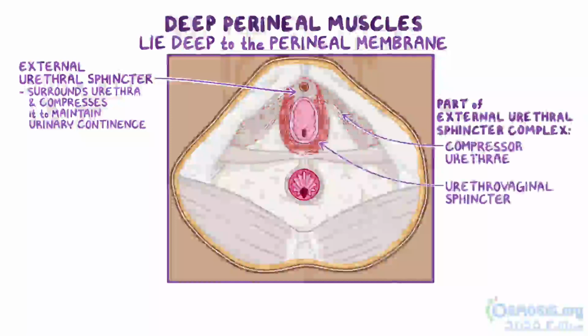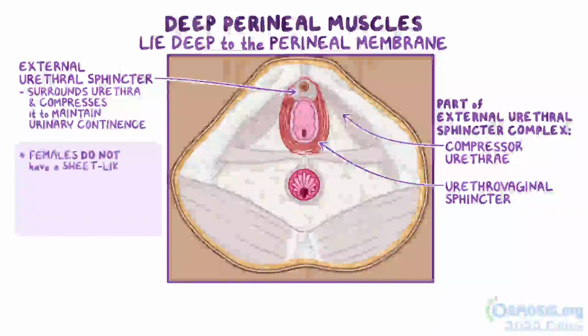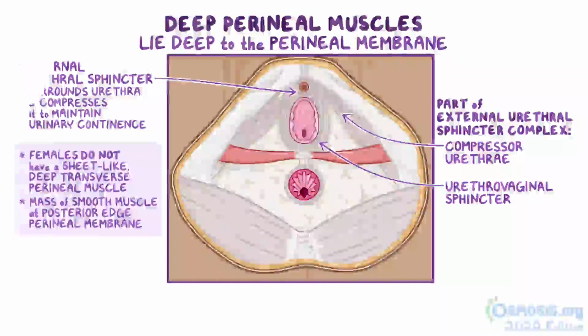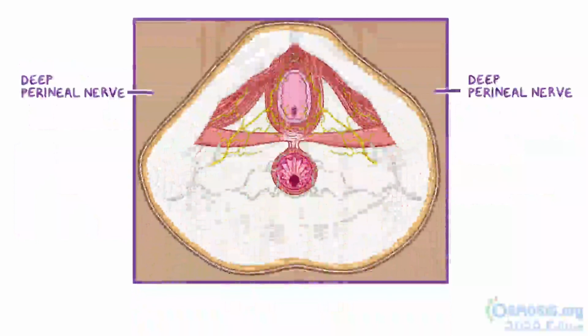Finally, contrary to traditional descriptions, the current understanding is that females do not have a sheet-like deep transverse perineal muscle. In place of it, there is a massive smooth muscle at the posterior edge of the perineal membrane. The deep perineal muscles are innervated by the deep perineal nerve.